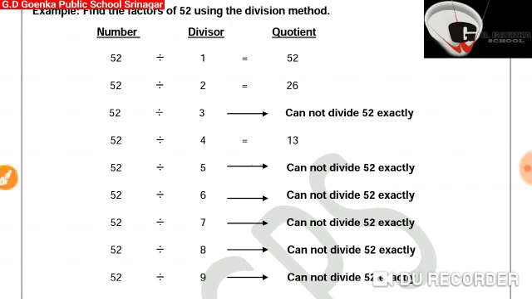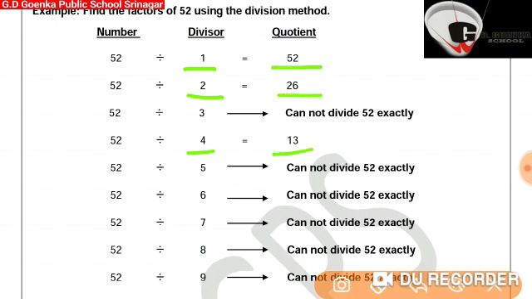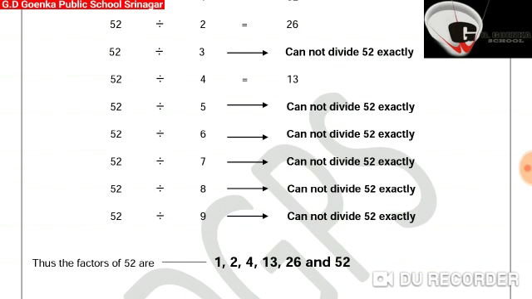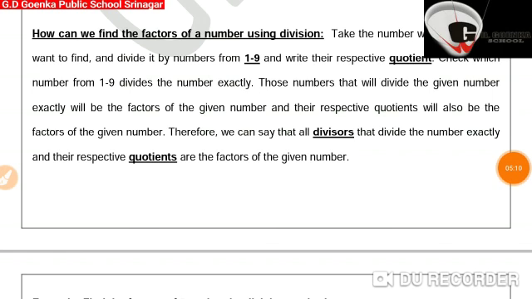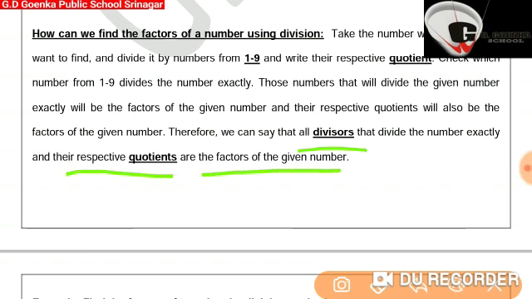That is, 1 divides 52 exactly, 2 divides 52 exactly, and 4 divides 52 exactly. Therefore, 1, 2 and 4 are factors of 52 and their respective quotients, that is 52, 26 and 13, are also factors of the number 52. Therefore, the factors of 52 are 1, 2, 4, 13, 26, and the number 52 itself. Therefore, we can say that all divisors that divide the number exactly and their respective quotients are the factors of a given number.